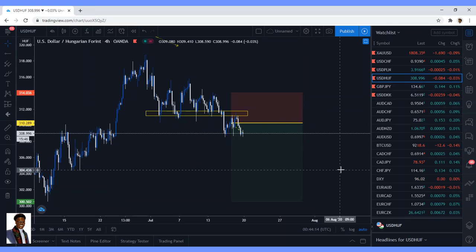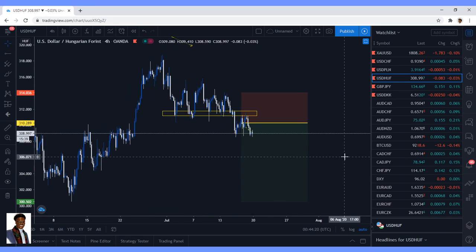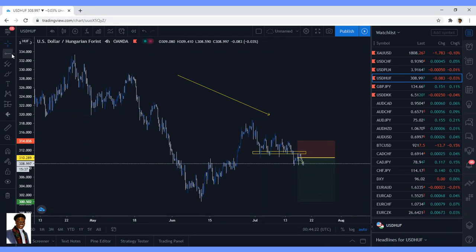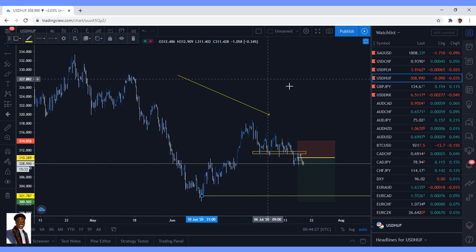So I'm expecting this move to continue to the downside. But we're in a good amount of profit, and I'm just looking to hold this trade for that anticipated downside movement. All right, targeting those lows right there.